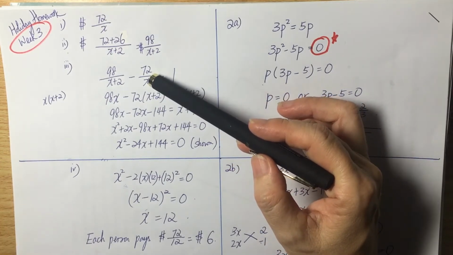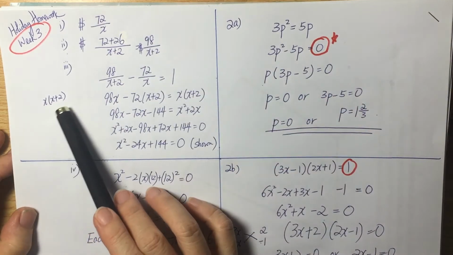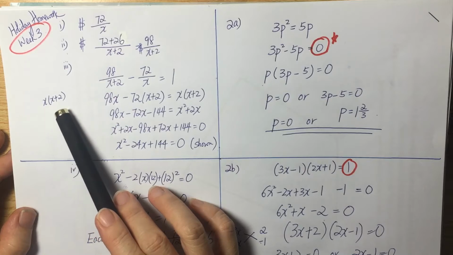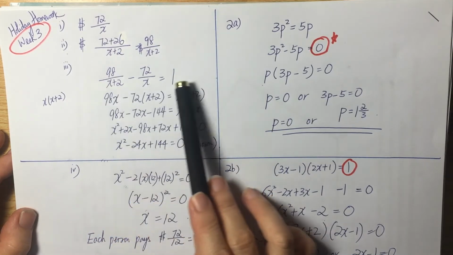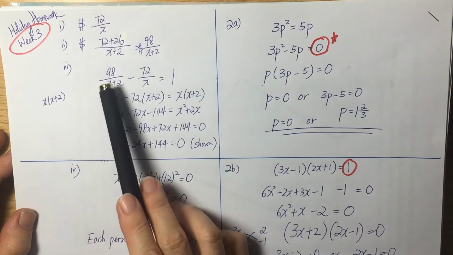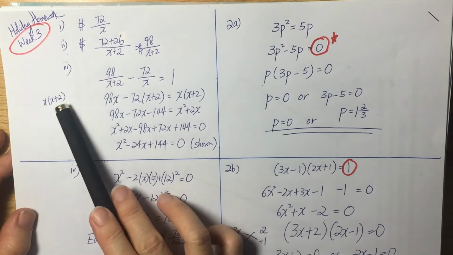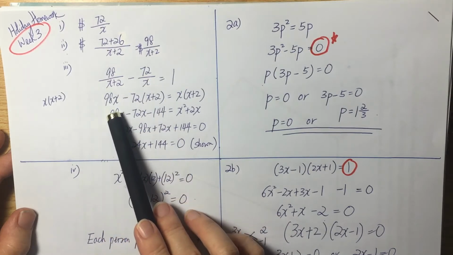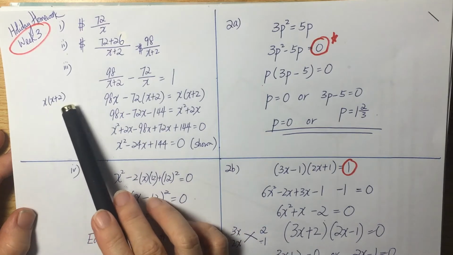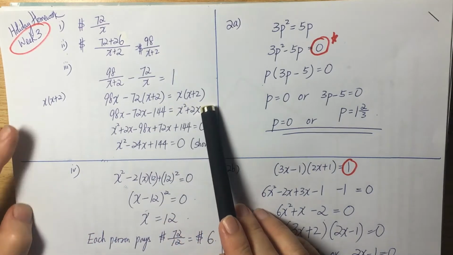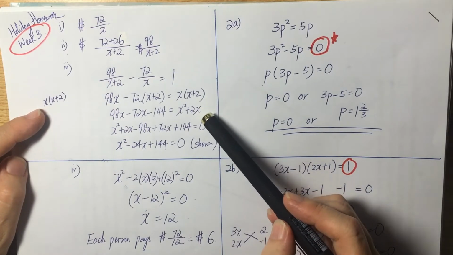So we will get rid of the denominators of the fractions by multiplying by the common denominator of x times x plus 2. When you multiply x times x plus 2 to both sides of the equation, on one side there are 2 terms, so you use the distributive law, multiplying to each and every one of them. So you have 98x minus 72 times x plus 2, then equals, on the other side, x times x plus 2, which gives x squared plus 2x.